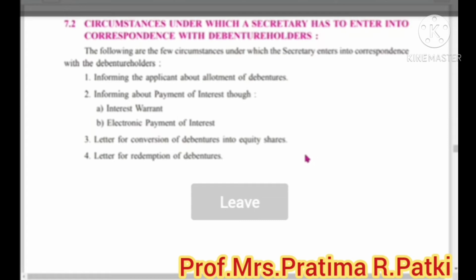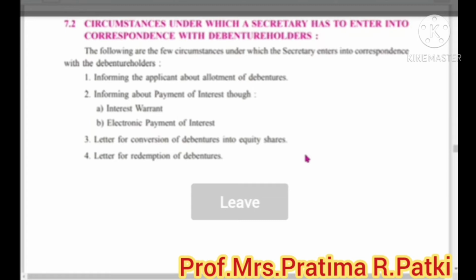Now, when a debenture holder gets the allotment letter, it is similar to the letter of allotment of shares. So only a few words are to be changed, and you need to remember two terms here: if it is a debenture holder, then the word interest comes into the picture, and if it is a shareholder, then dividend comes into the picture.